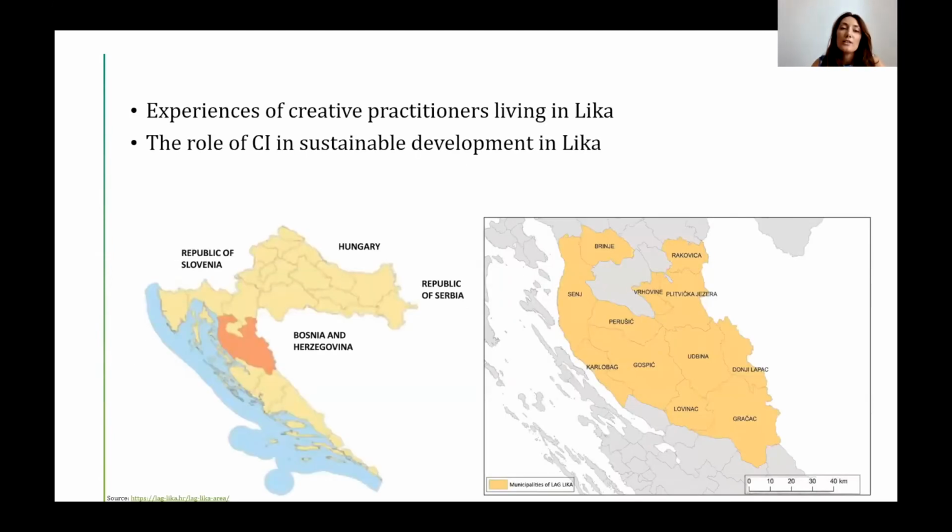So that's how I decided, for my PhD thesis, to explore the experiences of creative practitioners living in Lika and to explore the role of creative industries in sustainable development in this region. Speaking of this region, I decided to add this map so that you can see where this region exactly is.